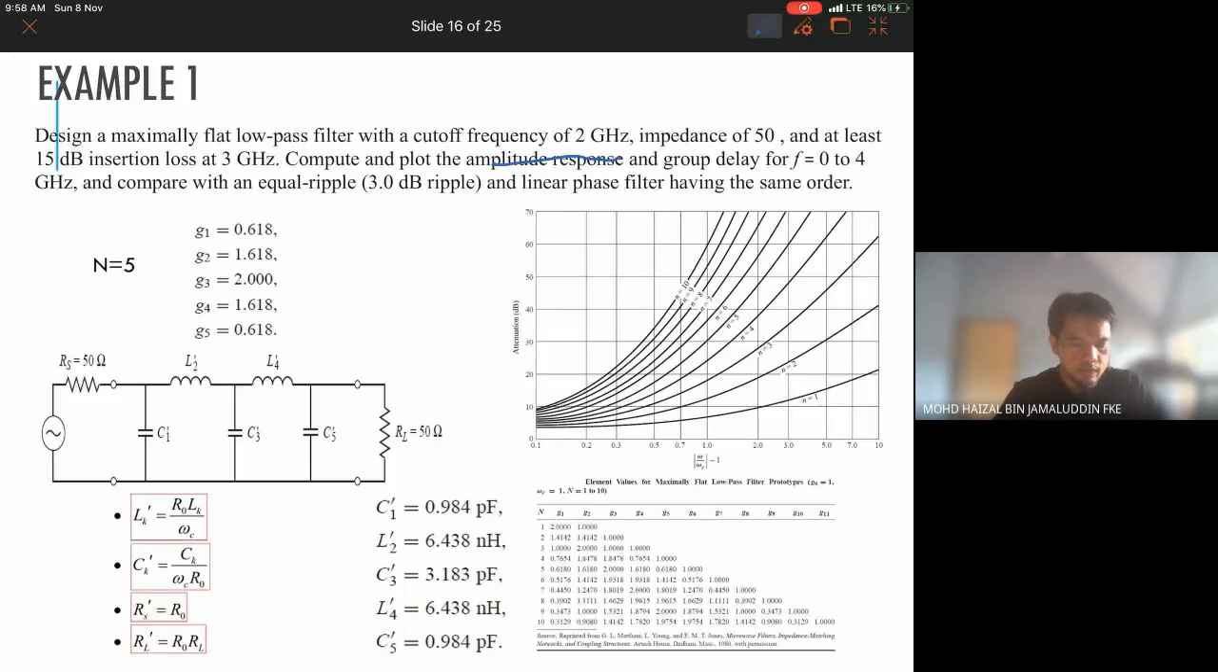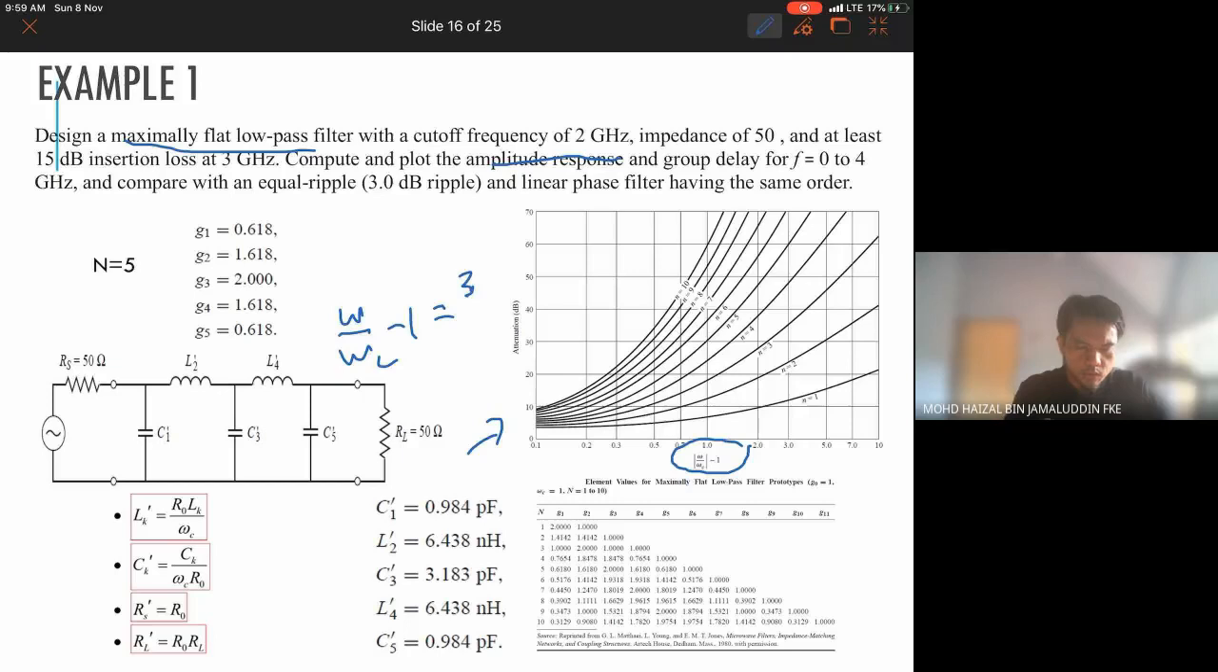Okay, the first step, we need to determine the number of order of the maximally flat low pass filter. So here we look at the graph for the maximally flat. Here we determine the omega over omega c minus 1. In this case, omega over omega c minus 1 is equivalent to 3 divided by 2 minus 1. So you get 1.5 minus 1, so we get 0.5. So from this graph, we take the 0.5.